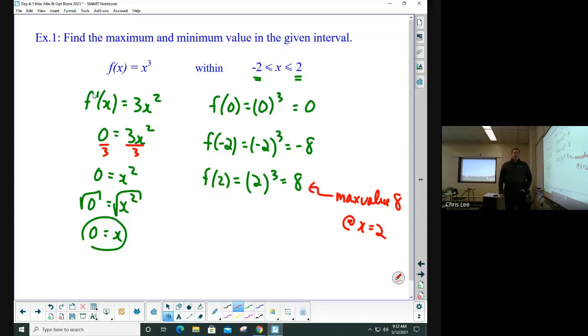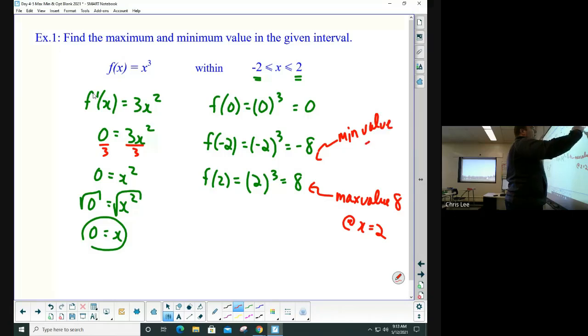What's the min value? -8. Yeah. Wow, the smart board is struggling today. So the min value is -8, and it happens at x equals -2.